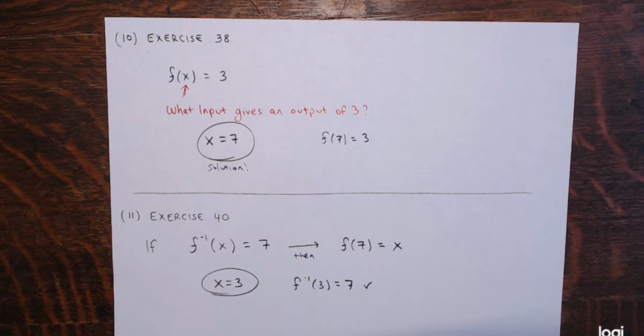So again, if you got that concept down, that inverses are just reversing the mapping: you switch x's and y's, the domain and range switch, the graphs get reflected across the line y equals x. However you want to think about that. If you got those concepts down, all these problems from this section should be relatively simple.